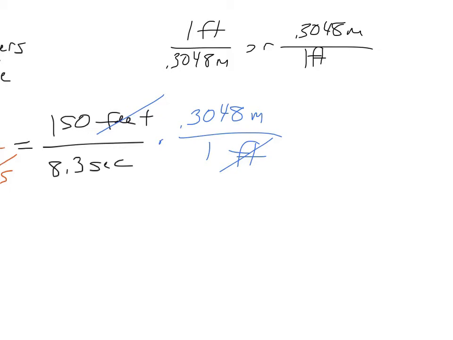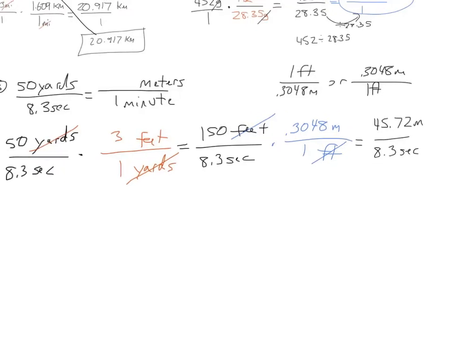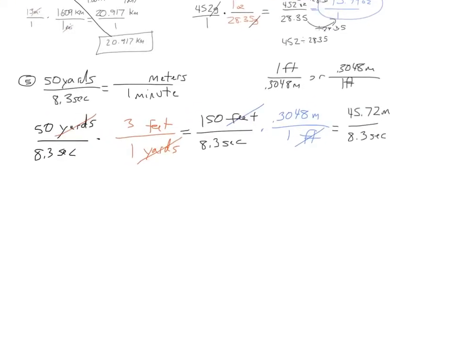So now I'm taking 150 times 0.3048. Right, 150 times 0.3048 meters is going to get you 45.72 meters. And that's going to be over 8.3 seconds times 1 is just 8.3 seconds. Okay, so we now know that we have our distance in meters, right? M stands for meters. Okay, so 45.72. We have meters on top. We want meters on top.